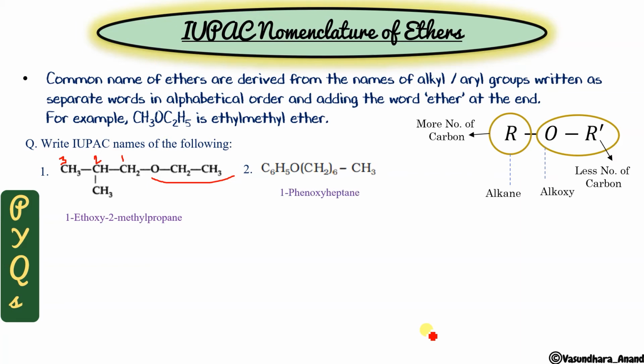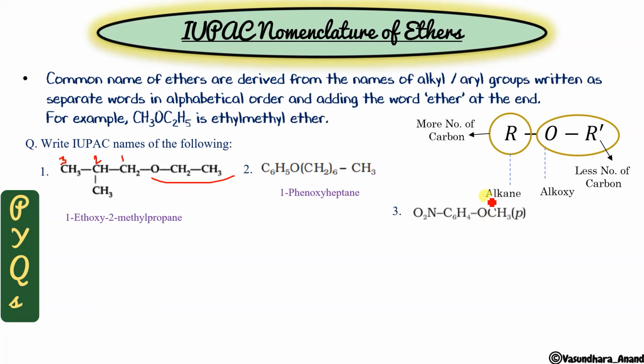So here in that case, since the number of carbons is more over there, C6H5 will be considered as the branch and it will be considered alkoxy, that means phenoxy, and here it is for 7 carbon heptane. Another question is that C6H6 benzene, one hydrogen is substituted by NO2 and one hydrogen is substituted by OCH3.